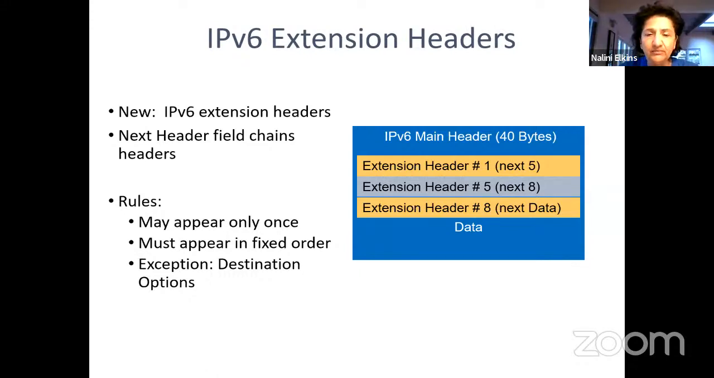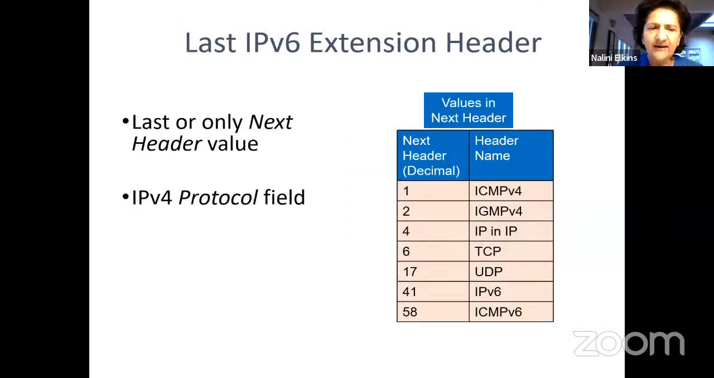There's a couple of rules around this whole extension header business. One, they can only appear once, except for the destination options header. That's a special header, and that can appear multiple times. But other than that, it can only appear once. For example, you can't have 12 routing headers or 12 fragment headers. No. You can only have them once. And this last one is the protocol field, like what the data actually is. You may remember that from IPv4 as being the protocol field.